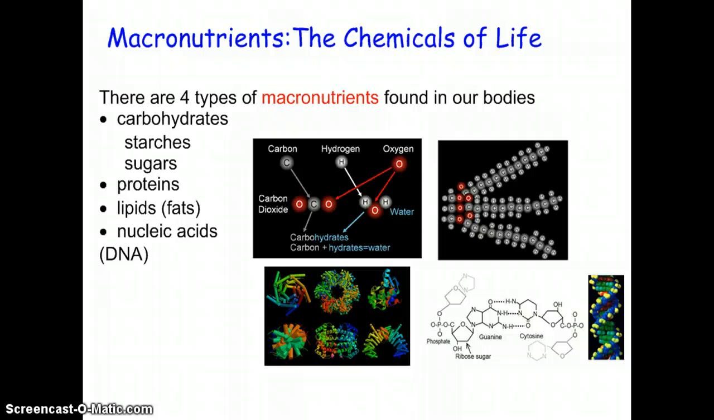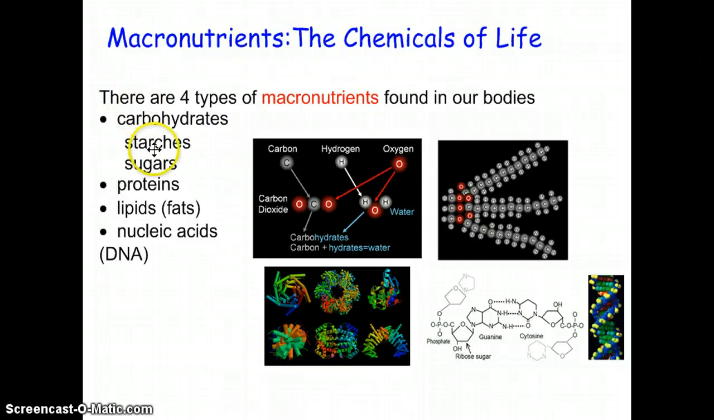So there are 4 macronutrients, and they're considered to be the chemicals of life because basically the reason why we exist is because we have those nutrients in our body. The 4 macronutrients found in our bodies are carbohydrates, which are comprised of starches and sugars. Then there are proteins. Then there are lipids, which are also known as fats. And then there are nucleic acids. An example of a nucleic acid would be DNA.